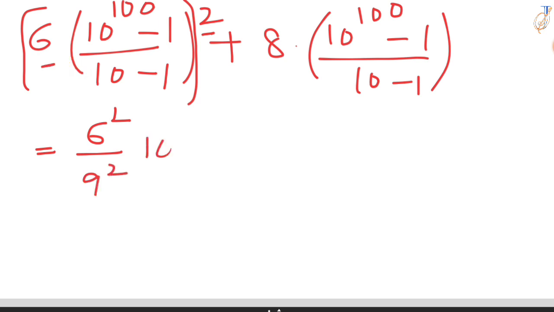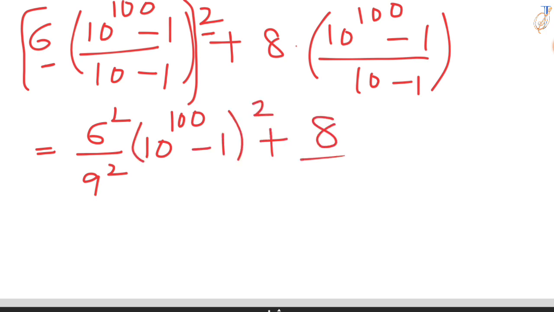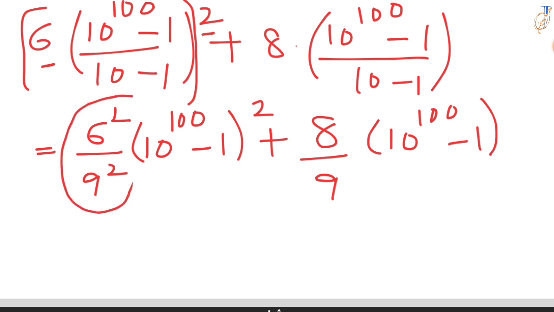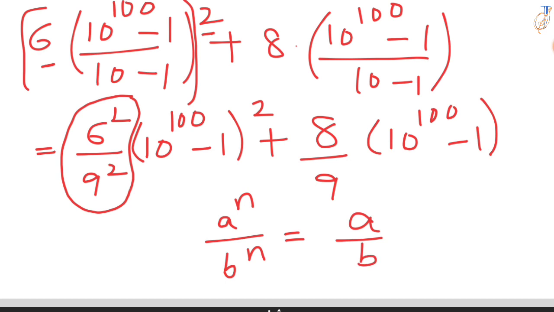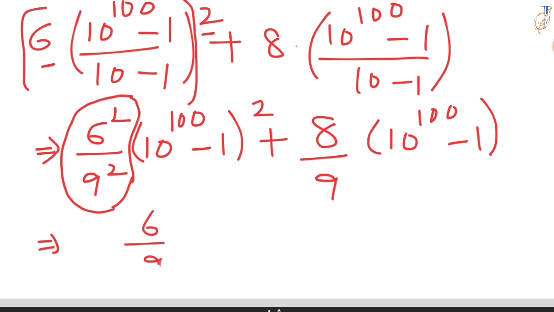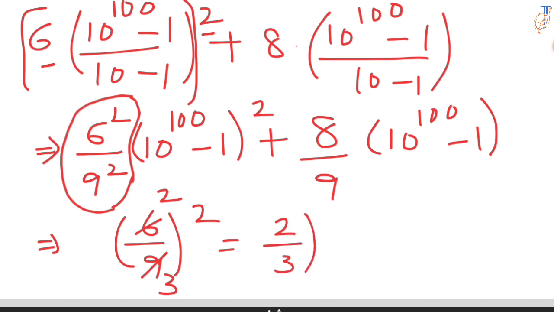Then the numerator you have 10 power 100 minus 1 whole square plus 8. In the denominator you have 10 minus 1, that is 9. And the numerator you have 10 power 100 minus 1. So this 6 power 2 and 9 power 2 is in the form of a power n by b power n. A power n by b power n, we can write it as a by b whole power n. 6 by 9 whole power 2. After cancelling, 3 times 2 is 6, 3 times 3 is 9. So that is 2 by 3 whole square. So the value is 4 by 9.